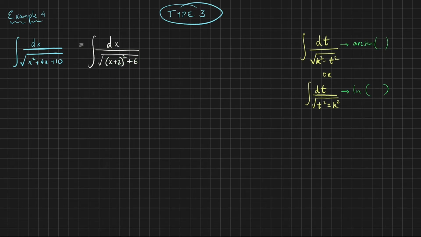If you remember in the type 3 integrals, after completing the square, the integral reduces to one of these two forms. And considering there's a plus sign in between these two terms here, we can see that it's going to be the second one. So, referring to our table of integrals here, we can see that t here is x plus 2 and k is the square root of 6. And so this integral simply reduces to ln absolute value of x plus 2 plus the square root of (x plus 2) squared plus 6, plus c.